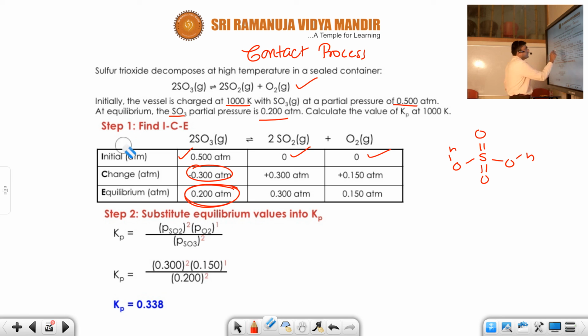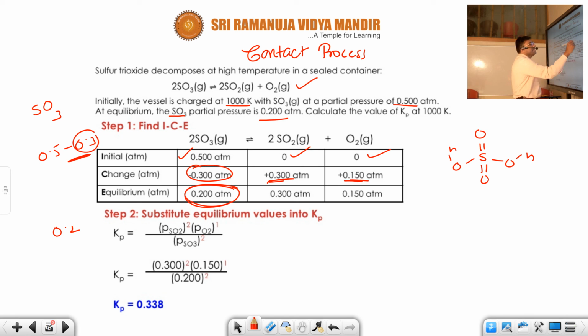Listen very carefully. I'll explain here. SO3 is considered. Initial is 0.5. So equilibrium is 0.2. That means how much is reacted? 0.3 is reacted. That is the meaning. If 0.3 is reacted, 0.3 will be formed. But this is 2 moles formed. This is 1 mole formed.